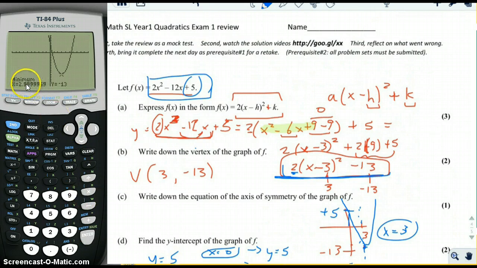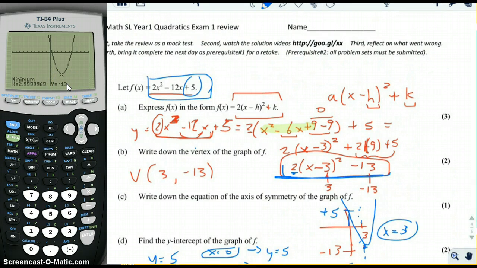And it says, okay, your minimum is 2.999969, y equals negative 13. Actually, it does an algorithm to find the point, but sometimes it gets really close. It doesn't exactly get there. So 2.999969 is actually 3. Okay, so the point is 3 comma negative 13.